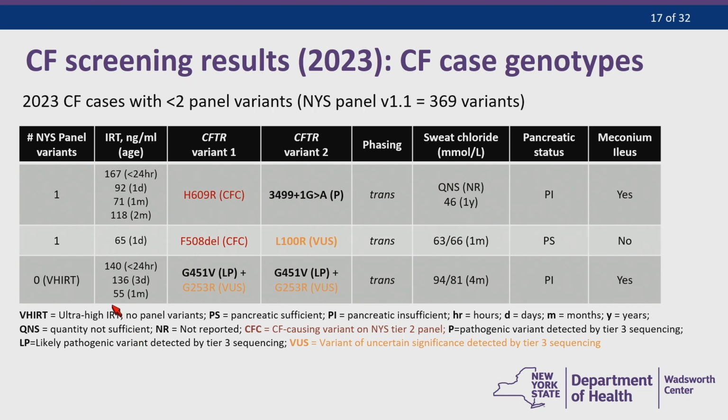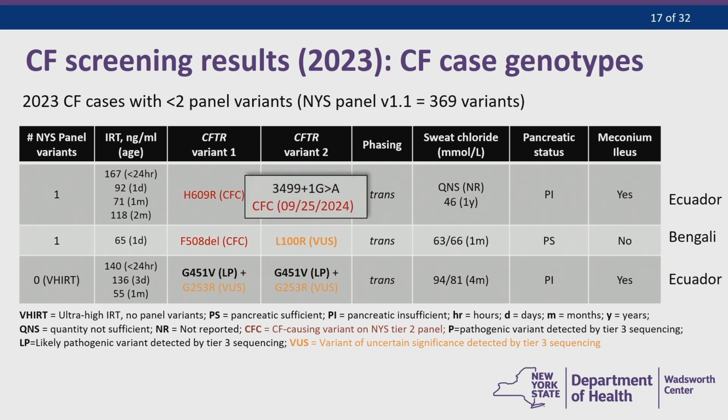And then the third was in our ultra-high IRT category. This baby was homozygous for a likely pathogenic variant and a VUS. So does anybody want to take a guess which population group these 3 babies are not part of? They're not European, right? So we look at these babies. One had 2 Bengali parents, and the other 2 are actually both Ecuadorian.